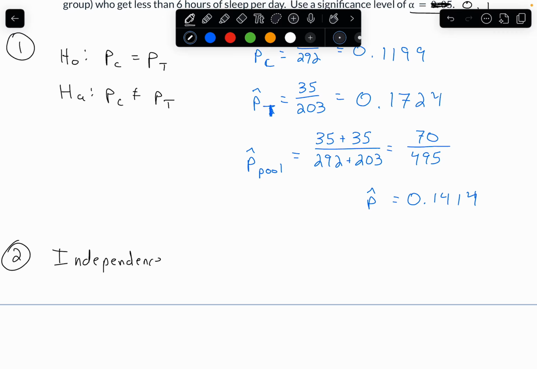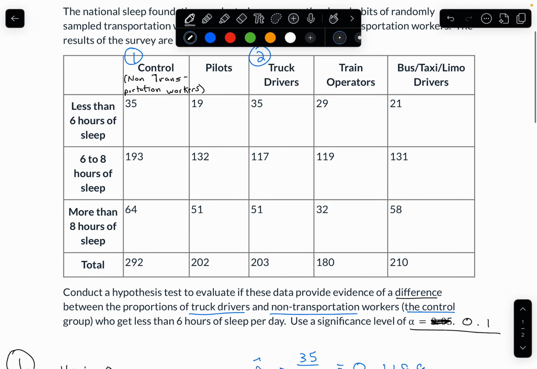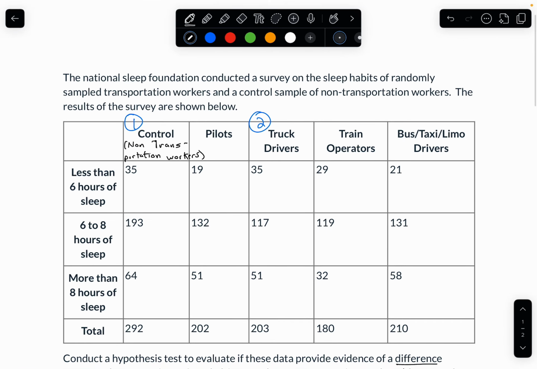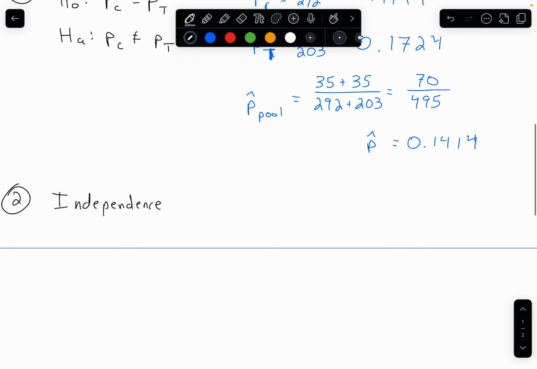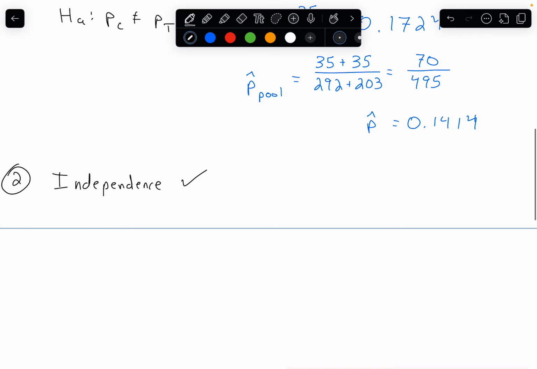Independence. So in this case, if I go back and look at this, do we have independence? We're going to use randomly sampled transportation workers, just a random sample here in this case is kind of a substitute for that. So yes, we do have independent sampling, and then we want to check our success failure condition. So remember, since we have two separate sample sizes, we're going to have two separate success failure conditions, 4 of them altogether.